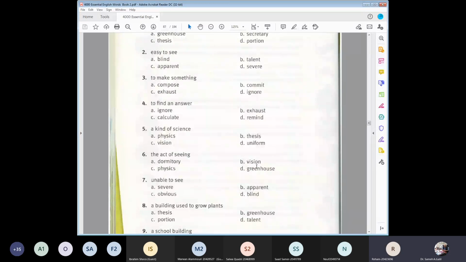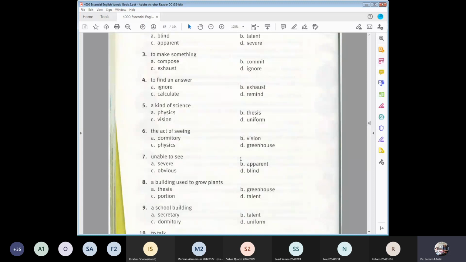So, easy to see. Apparent. Number 2, apparent. So when something is apparent, it means that you can see it clearly, or it is clear in general. Okay, number 3, very quickly.